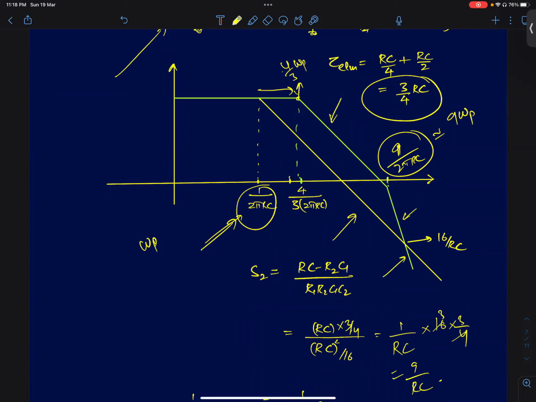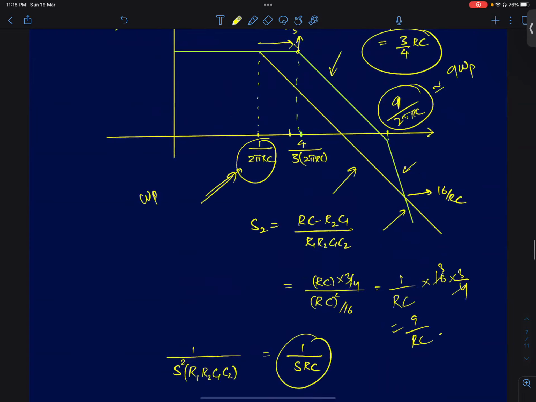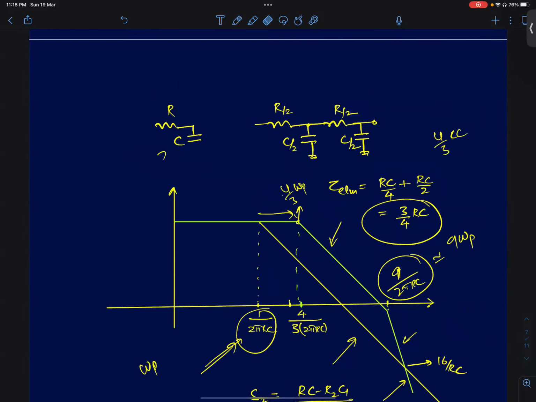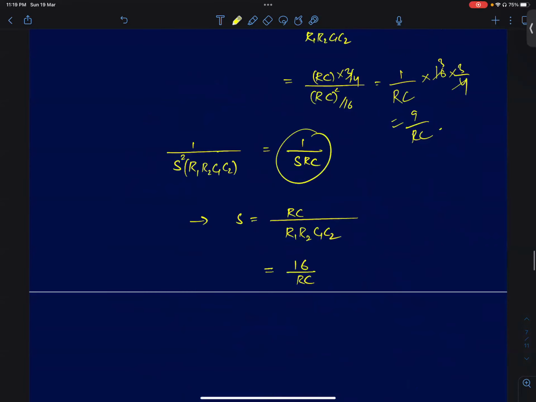After the first pole, the first order response is going to be just 1 by SRC. The transfer function is 1 by 1 plus SRC, and at high frequencies I can ignore the 1. S is a frequency term. Similarly, at high frequencies for this circuit, it's going to be 1 by S square into R1, R2, C1, C2. So that's going to be RC the whole square by 16. Now I have to equate those two. If I equate them and solve, that term is going to be 16 by RC.